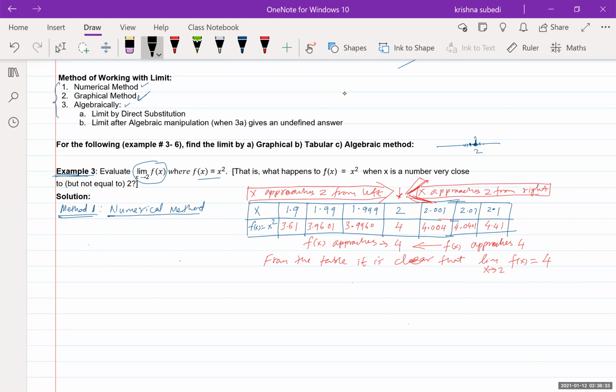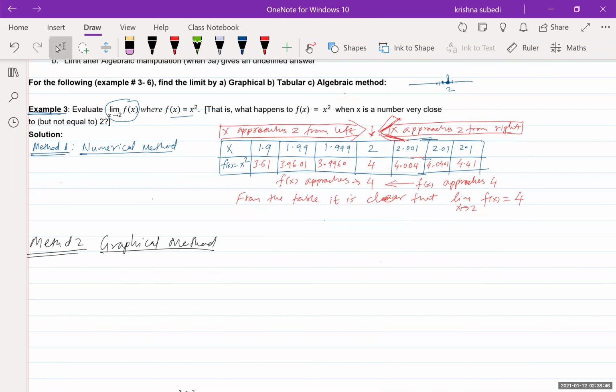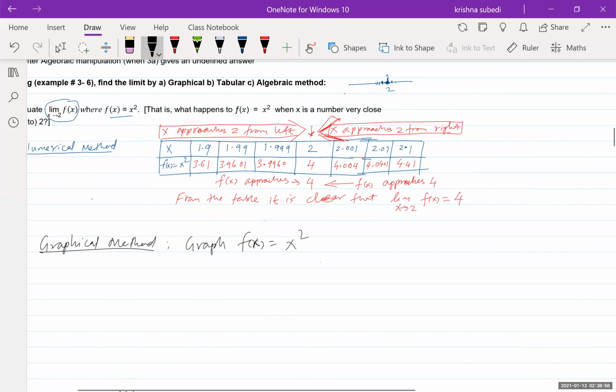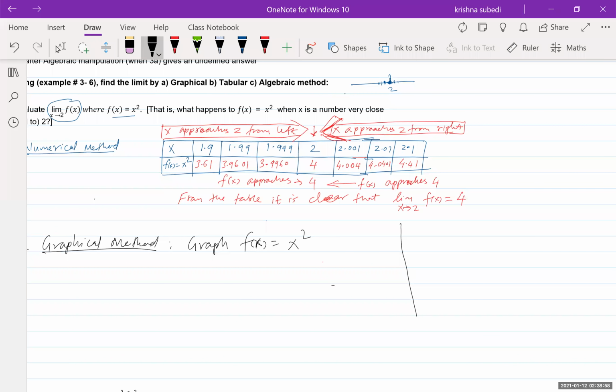Okay, now method 2, which is a graphical method. In the graphical method, you just draw the graph of the function. So here, graph f of x equals x squared. And I trust that everybody knows how to draw a graph. It is a parabola, opens up, right? So this is your graph.